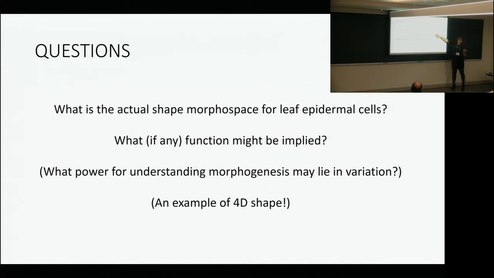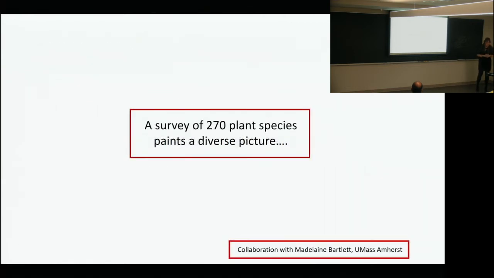What, if any, function might be implied? That gets to your question. And then I hope we have some time to look at what power for understanding the morphogenesis might actually lie in some of the pattern variation. And then I hope I can tell you about an example of 4-dimensional shapes that we're interested in looking at. So we looked at 270 plant species, as I mentioned, to see what their epidermal cell shapes look like.